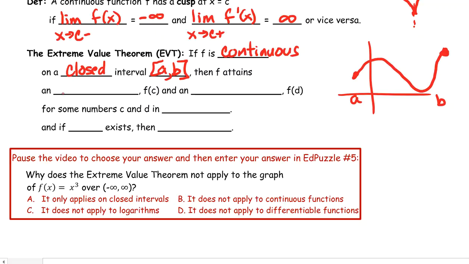Then f attains an absolute maximum, f of c, and an absolute minimum, f of d, for some numbers c and d in the closed interval. They could be at the endpoints. All right.